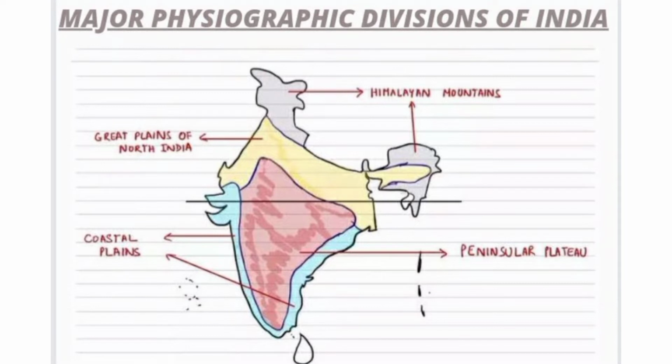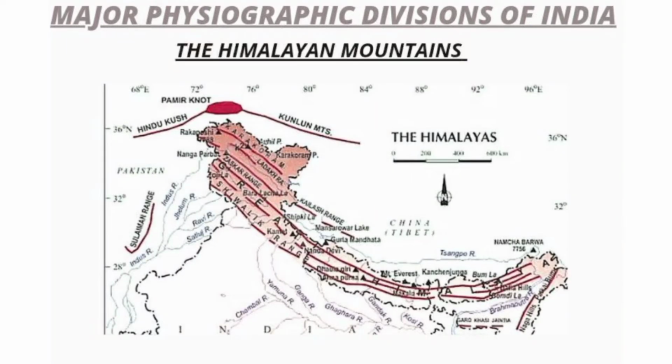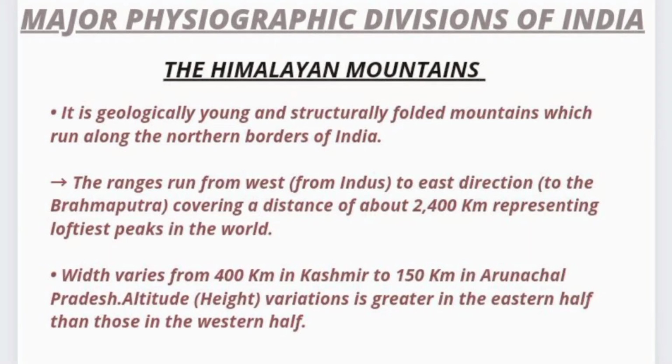Now, we will discuss the major physiography divisions of India. The Himalayan mountains. They are geologically young and structurally folded mountains which run along the northern borders of India.